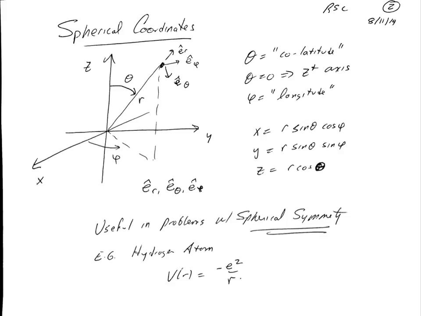Spherical coordinates are particularly useful for problems with spherical symmetry, and probably the most famous example of such a situation is the hydrogen atom, where we think of the proton as being infinite mass and of positive charge. We put that at the origin of our coordinate system. Then the potential felt by an electron at some distance r depends only on the radial distance and doesn't depend on these angular coordinates at all. The potential is minus e squared over r. And you can see that if I were to write this potential in terms of rectangular coordinates x, y, and z, the potential would look much more complicated.